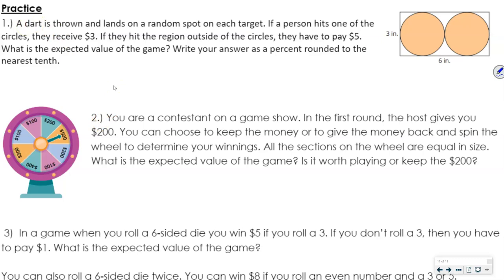A dart is thrown and lands at a random spot on each target. If a person hits one of the circles, they receive $3. If they hit the region outside the circle, they have to pay $5. What is the expected value of the game? Write your answer as a percent rounded to the nearest tenth.